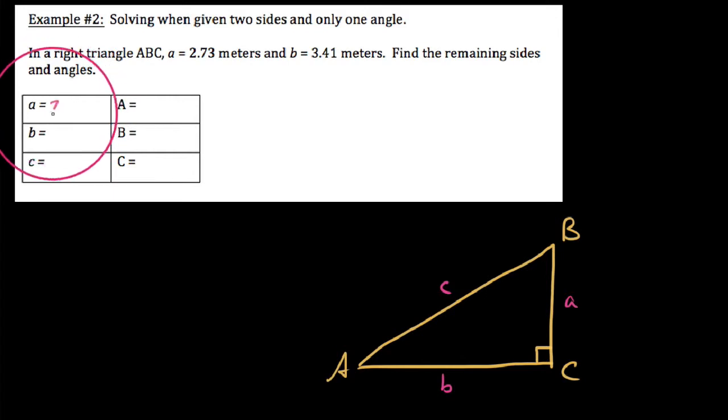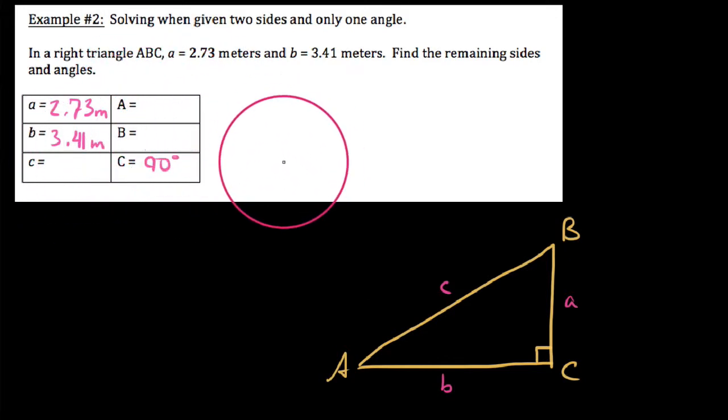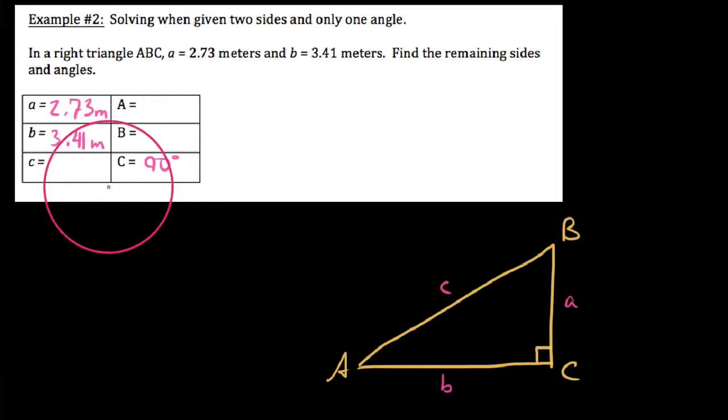We know that lower a is 2.73 meters, and we know that b is 3.41 meters, and C is 90 degrees. Just like in the last video, we're going to start by asking, considering this, what would be an easy thing to solve for and how could we find it? In this instance, it's harder to find the two other angles because we only know one angle. Even though I know they all add up to 180, knowing only one of them doesn't help me find the other two right off the bat. The best I could say is that angles A and B have to add up to 90. They have to be complementary. And I can also find side length c.